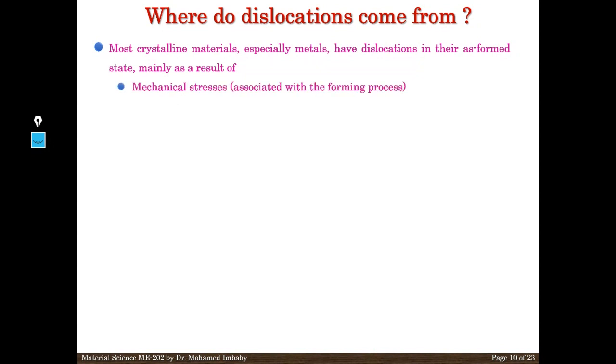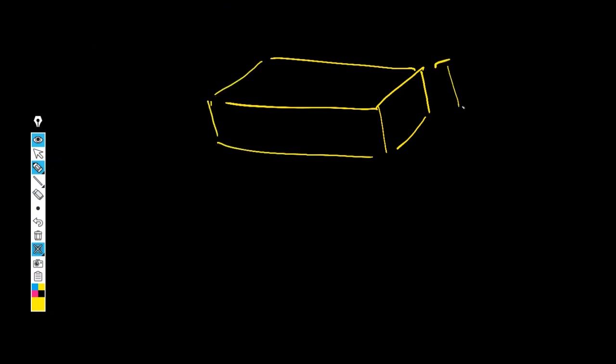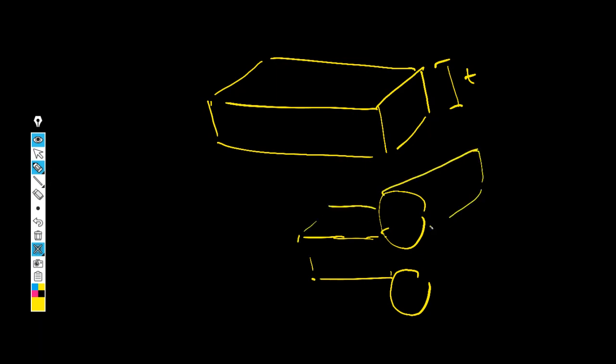The second case is mechanical stress, when you do what is called a forming process. As I told you, this part will be explained in detail in the manufacturing course. If you have a sheet metal with a big thickness T, and I put it between two rollers, as you see here, this is a simple example, but I need the students to understand. You get a smaller thickness like this.